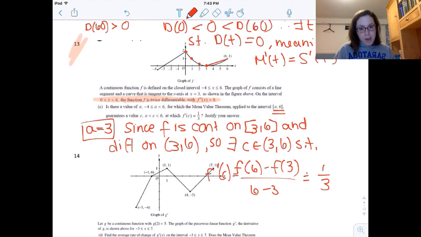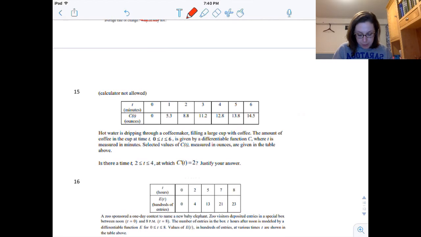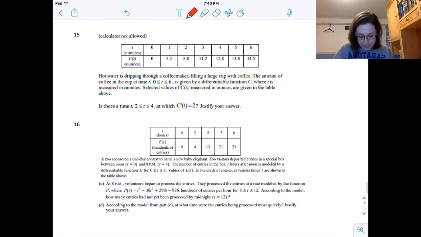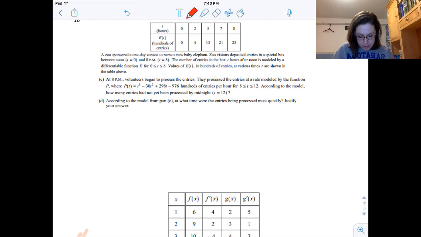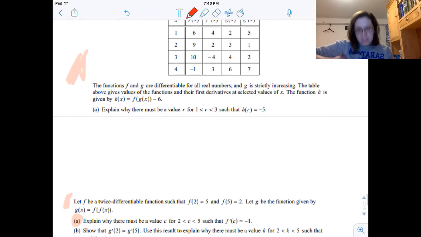Okay. This next one, does MVT guarantee a value applied on the interval from -3 to 7? Well, on that interval, it's not differentiable. So this would be no because it's not differentiable. The coffee drip one we did. The zoo one is EVT. We've done that. All right, let's do maybe these last couple.